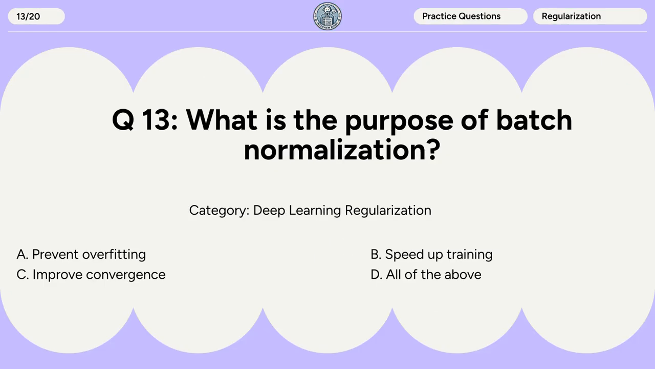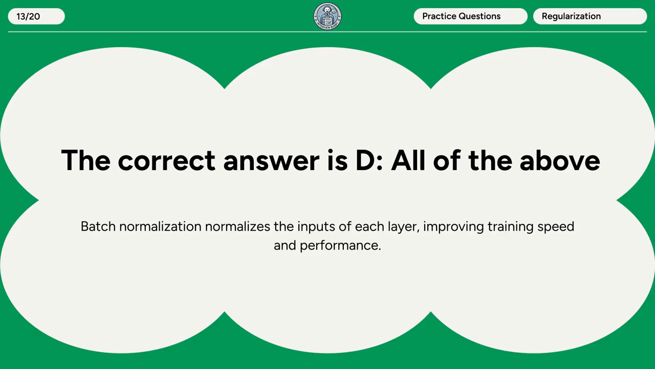Question 13. What is the purpose of batch normalization? A. Prevent overfitting. B. Speed up training. C. Improve convergence. D. All of the above. The correct answer is D. All of the above. Batch normalization normalizes the inputs of each layer, improving training speed and performance.